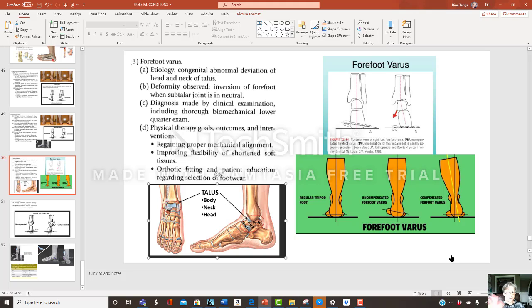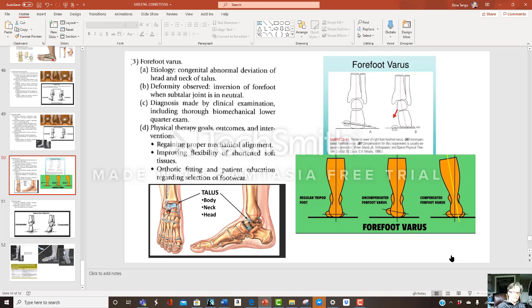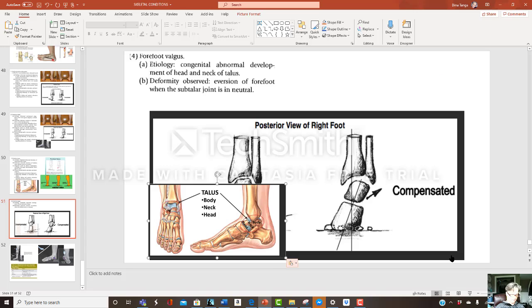I had to shut down the PowerPoint and bring it back up. But where were we? Okay, so forefoot varus is a congenital abnormal deviation of the head and neck of the talus. And so as you see in this picture, I've added the head and the neck of the talus. Then we have forefoot valgus. Again, it's a congenital abnormal development of the head and neck of the talus. So let's go ahead and copy that, and we'll bring it over here.